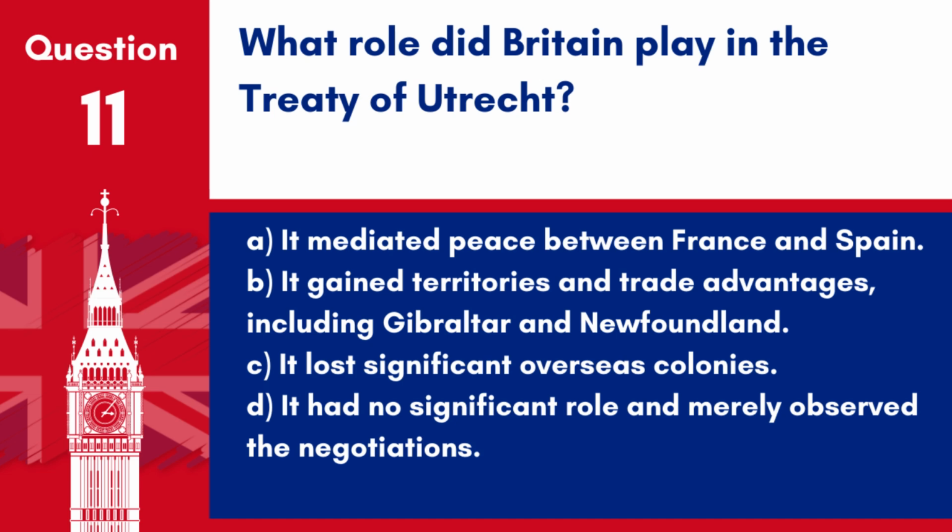Question 11. What role did Britain play in the Treaty of Utrecht? A. It mediated peace between France and Spain. B. It gained territories and trade advantages, including Gibraltar and Newfoundland. C. It lost significant overseas colonies. D. It had no significant role and merely observed the negotiations.